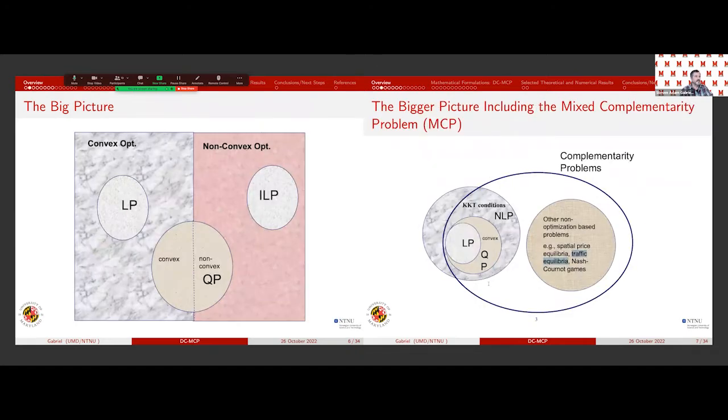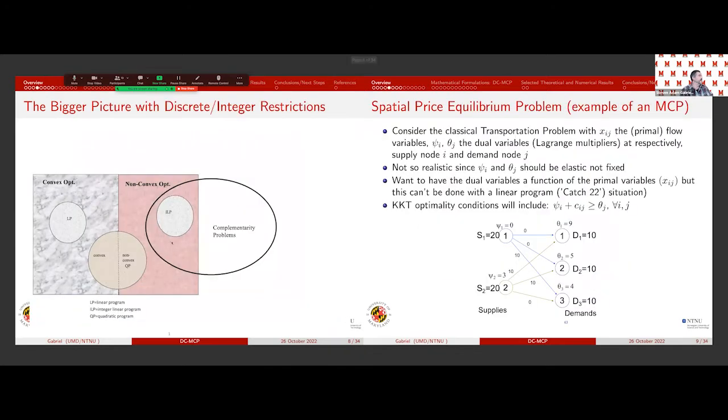So we're in this space here, and then we add some integer restrictions. So we're looking at the intersection of integer programming and complementarity. That's basically where we sit.